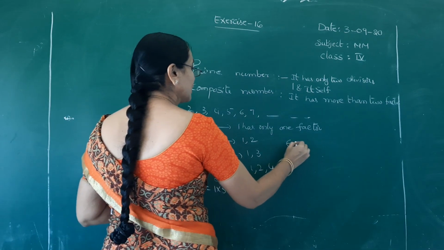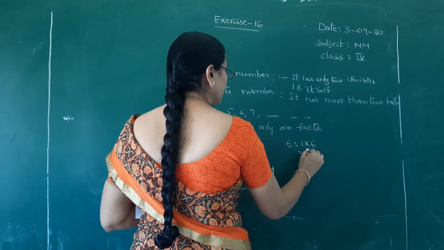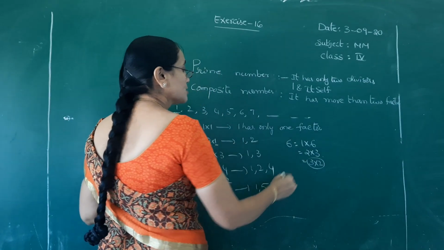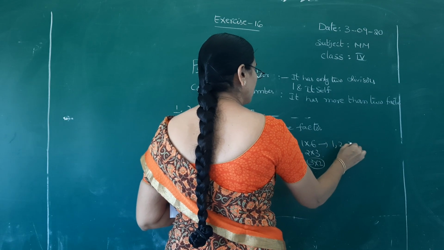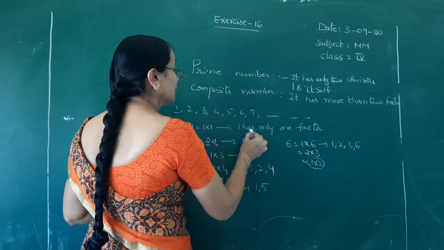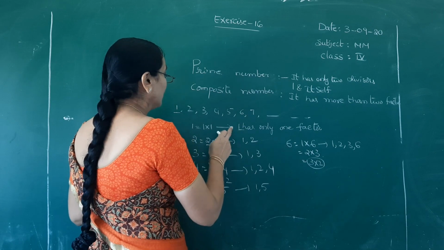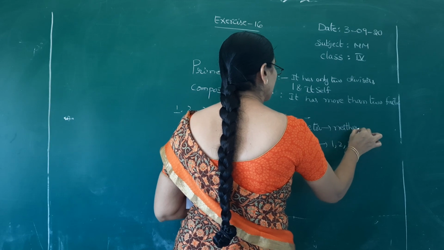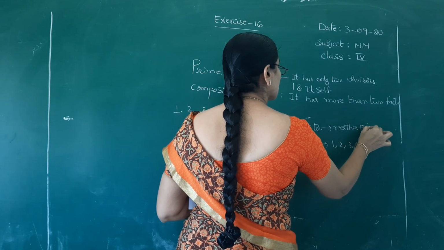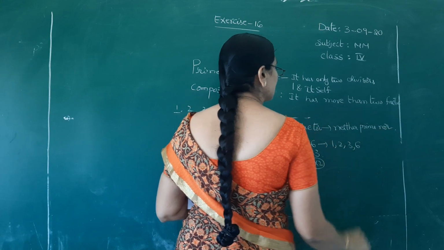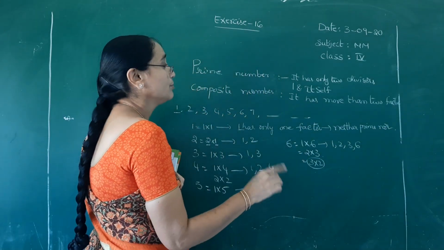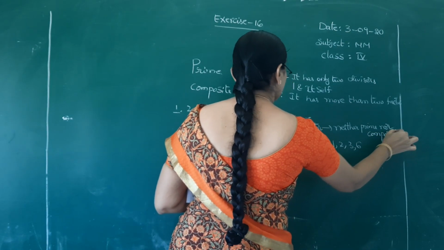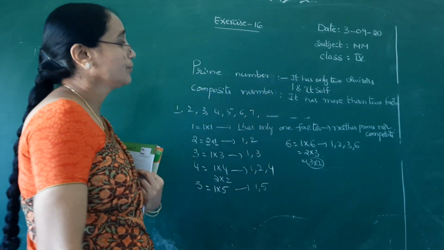And take 6. 1 into 6, 2 into 3, and again 3 into 2, here it is repeated. So the factors of 6 are 1, 2, 3, 6. Observe here, 1 has only one factor. That means this one is neither prime nor composite. Neither means it doesn't satisfy any condition. Either or means either of them is satisfied. Neither prime nor composite because it has only one factor.